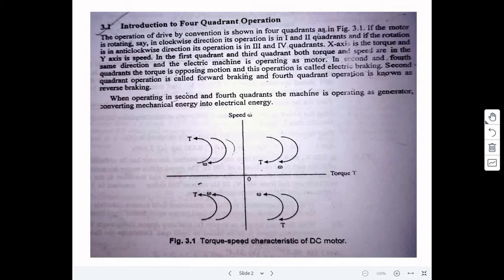Similarly, if you go to the speed and torque characteristics of a particular machine, either a separately excited DC motor or a DC series motor, depending upon the torque speed characteristics, the entire operation is divided into totally 4 quadrants. This is your first quadrant operation, this is your second, this is your third, and this is your fourth quadrant operation.